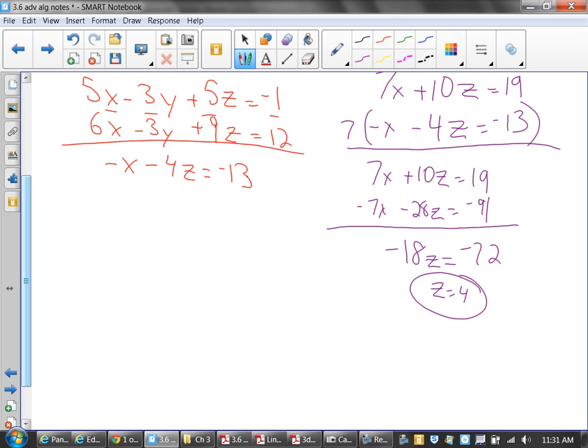So if z is 4, that means that 7x plus 10 times 4 is 19. So 7x becomes -21. 19 minus 40. X is -3. And then once again, you have to go back to find y.